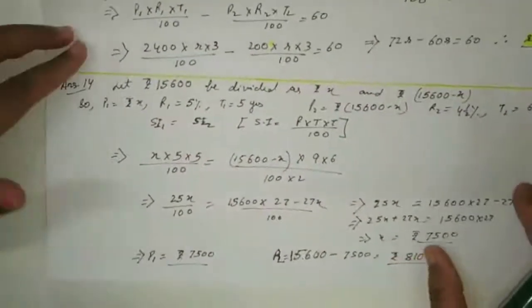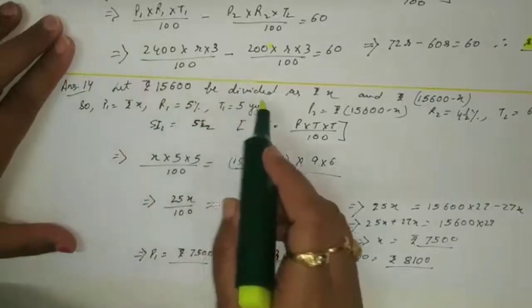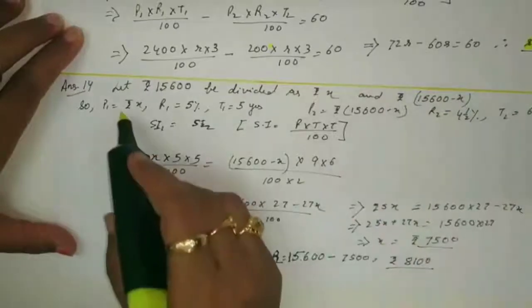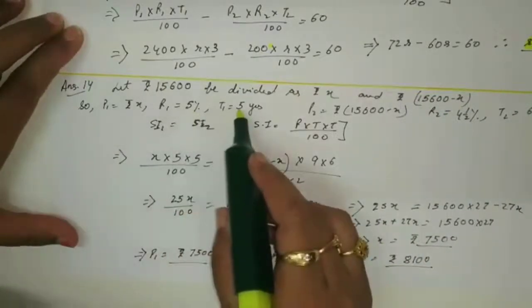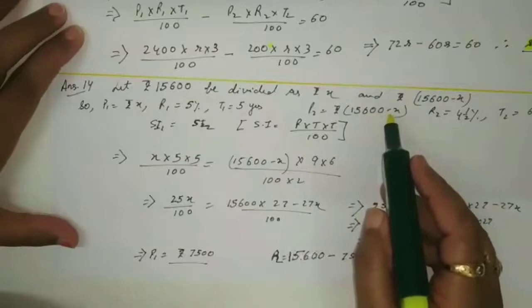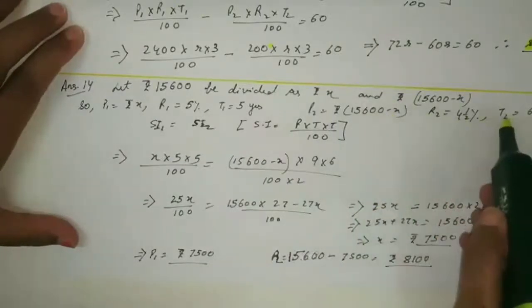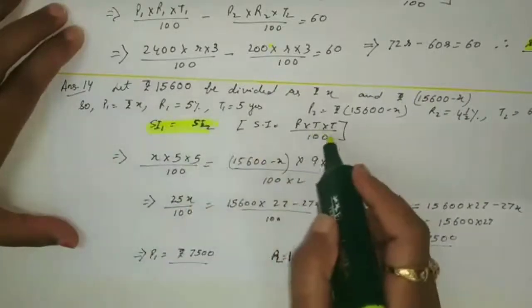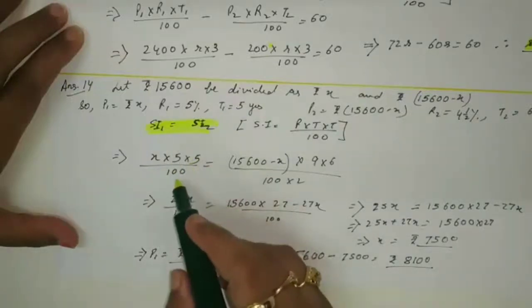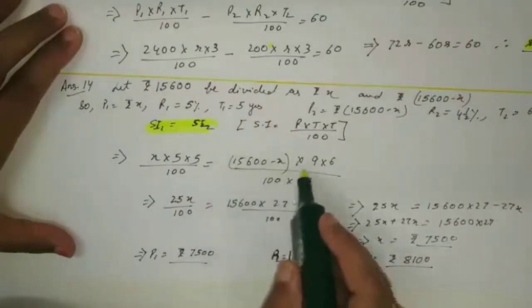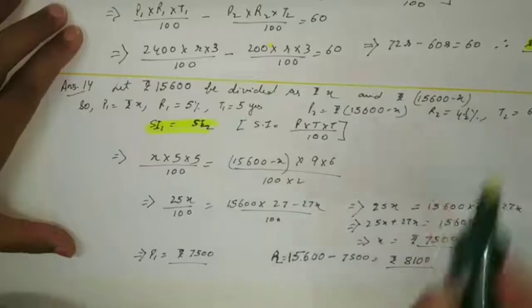Now, we solve out here the question. Let 15,600 be divided as X and 15,600 minus X. So, your P1 becomes X. R1 is 5%. T1 is 5 years from the question. P2 becomes 15,600 minus X according to the question and assumption, rate given and time given. And SI1 is equal to SI2, and SI is always given as PRT by 100. So X into 5 into 5 by 100 is equal to 15,600 minus X within bracket, because this is a principal, into 4 into 6 by 100 as given in the question.